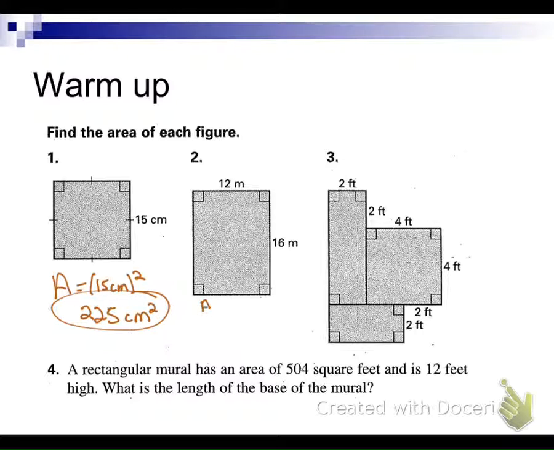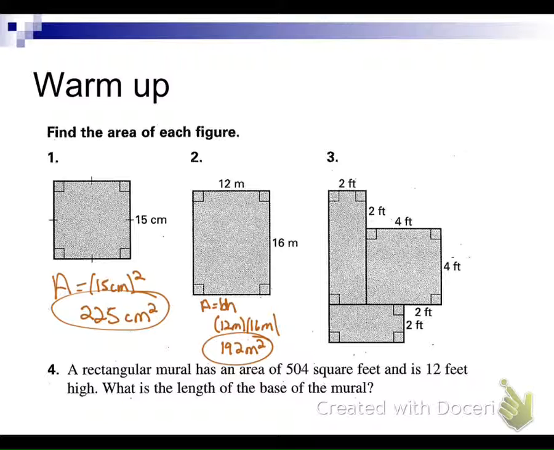Yep, base times height. Area equals base times height. Base is 12 meters. Height is 16 meters. So what is our value? 192 meters squared. And then our third one, you have two options. Do you like to add up each piece, or do you like to add the whole and subtract?